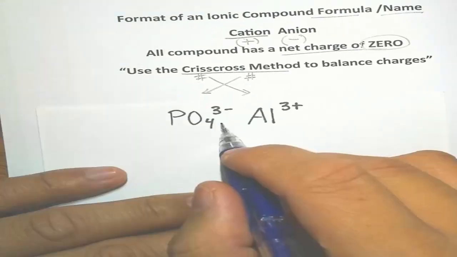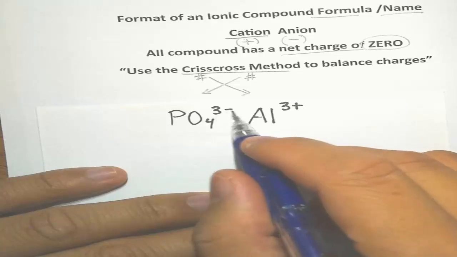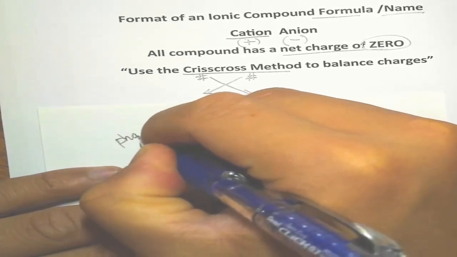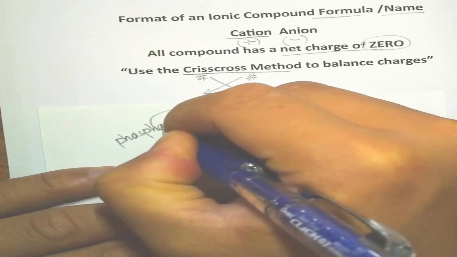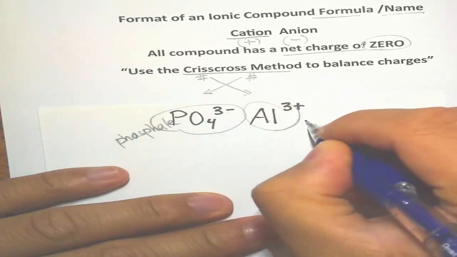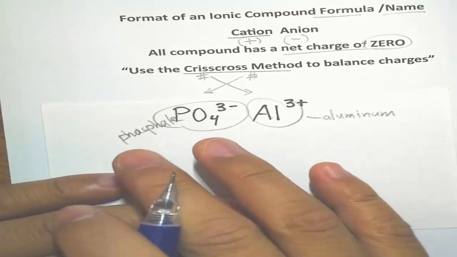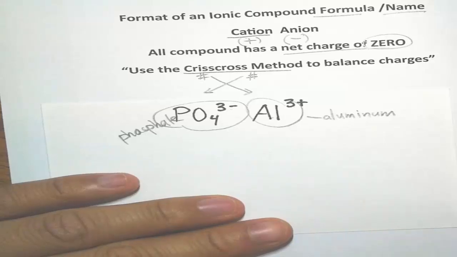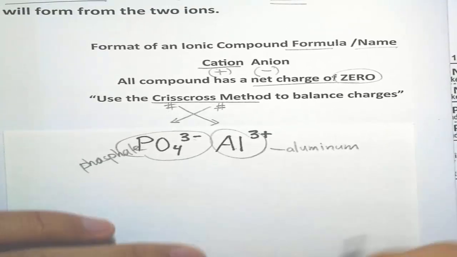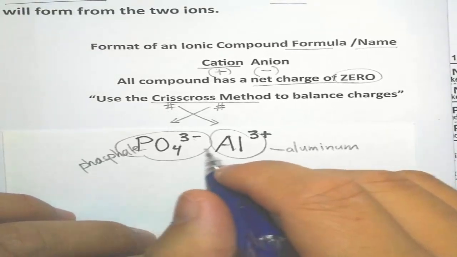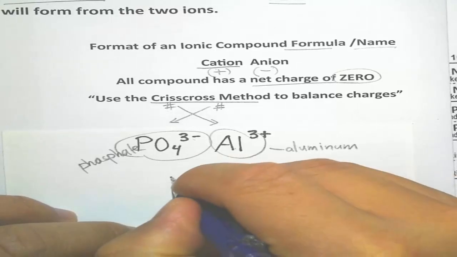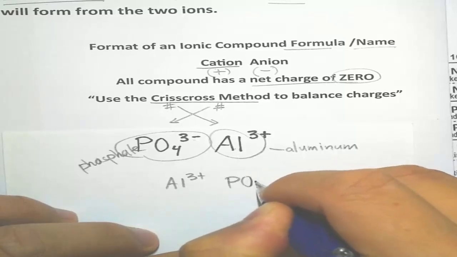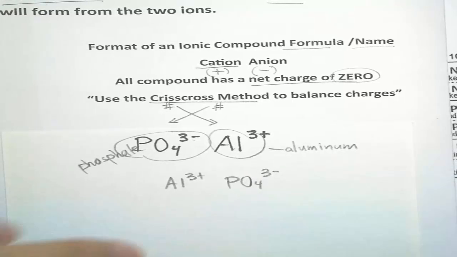Isn't that easy? Here I have PO4 3 minus and aluminum 3 plus. Of course we know this is phosphate, and this is aluminum. And if you still struggle with the names of the ions and the chemical formulas, please study that first, because that is the basis of this, okay? So is the order correct? No. This is negative, so we have to reorder them. In this case, Al3 plus first, then PO4 3 minus.